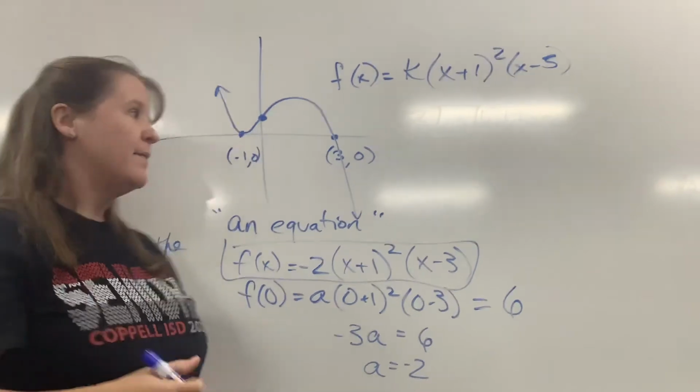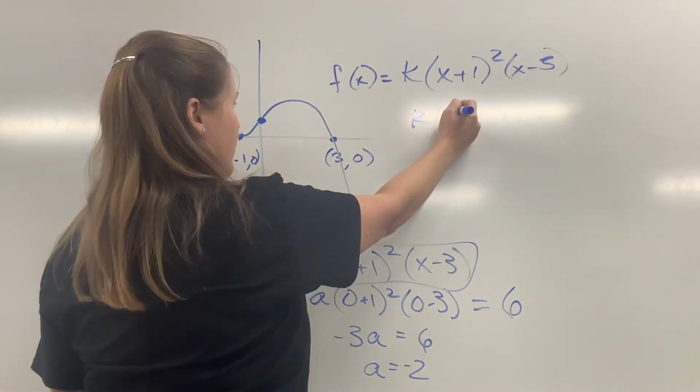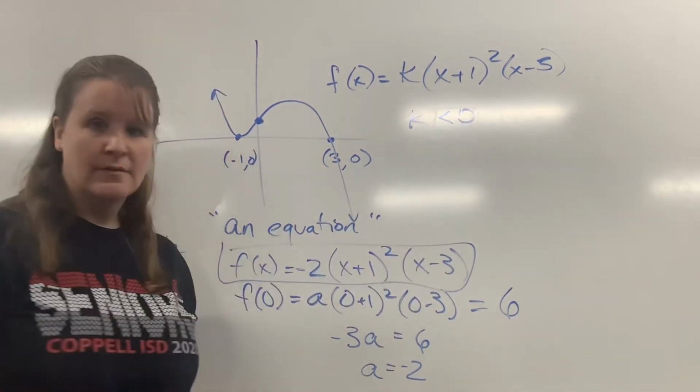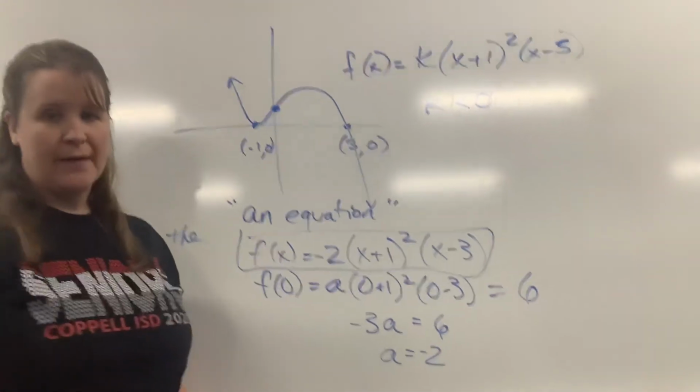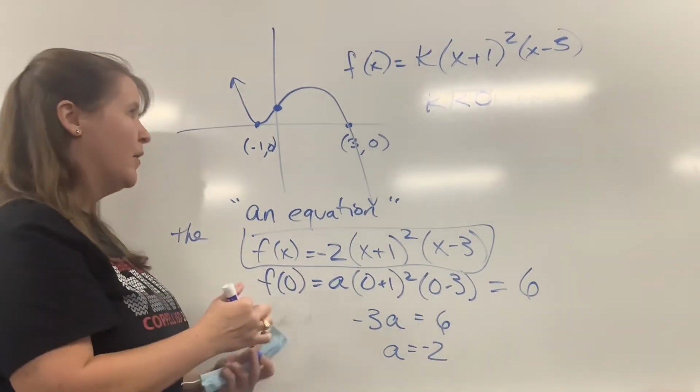And we might even say, because it's got a negative leading coefficient, we could say where k has to be less than 0. So it's negative and it's going down. So that's the difference between an equation, the equation, and all equations.